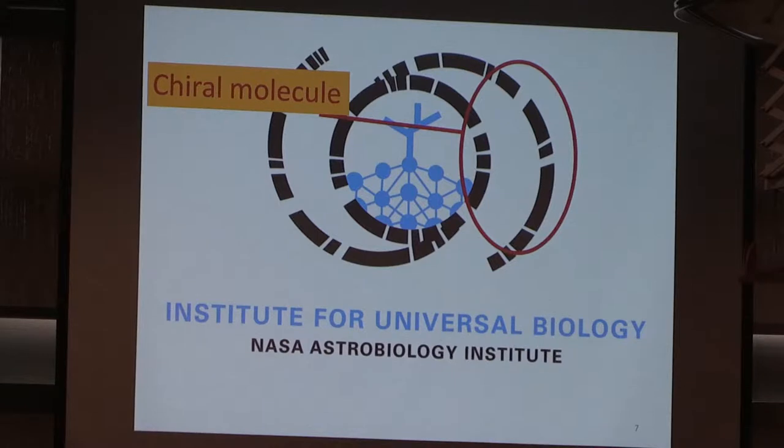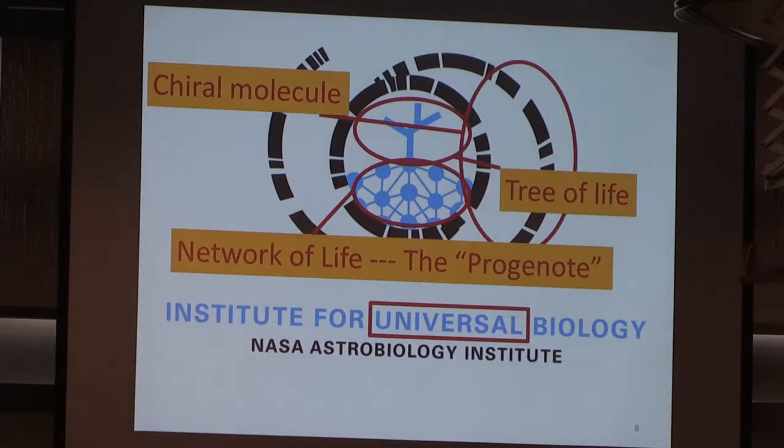Now, I'm not going to talk about spiral galaxies because I don't know anything about them, but I do want to talk about something very similar to that, which is chiral molecules. And chiral molecules, the molecules of life, also have some kind of universality. They have a homochirality. They have a particular handedness. And that's something that is universal, and we're going to talk about that. So in summary, there's a number of things that are universal about life: the tree of life, maybe a phase transition between a network and a tree, chirality.